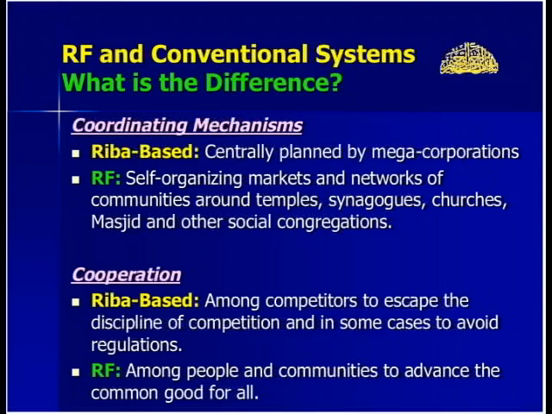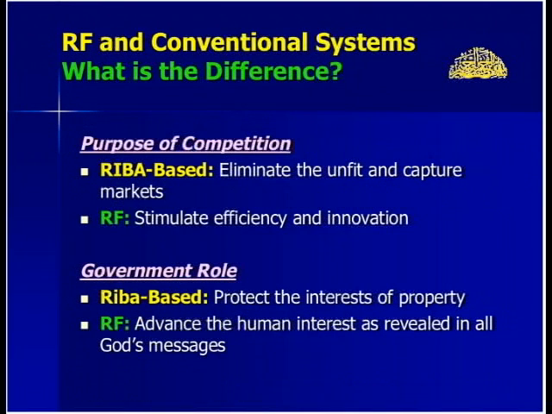The cooperation in the riba-based systems, they cooperate among competitors. Why? We want to escape the competition. In the riba-free bank, the cooperation among people and communities to advance common goods for all. Competition in a riba-based operation is to be eliminated, because the more you eliminate the competition, the more you are in control. But in riba-free operations, we believe in competition to stimulate efficiency and innovation.